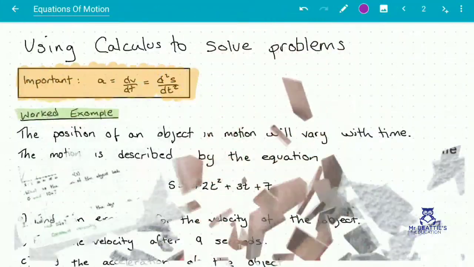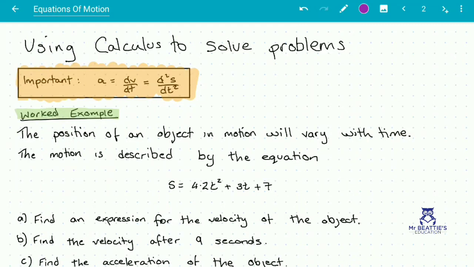Hi guys, so in the last video we talked about the relationship between acceleration, velocity and displacement in terms of differentiating to gain the one we want. In this video we're going to talk through a worked example where we're going to use this in order to solve the problem using calculus.